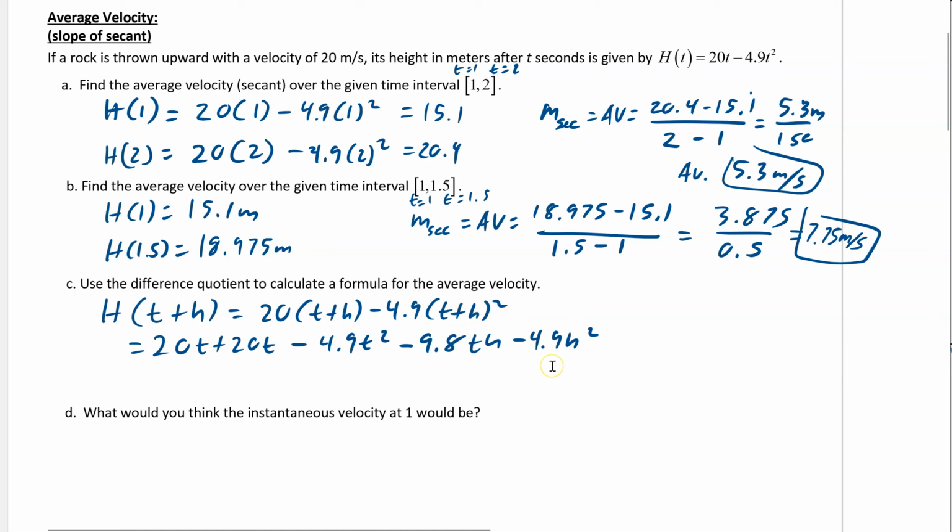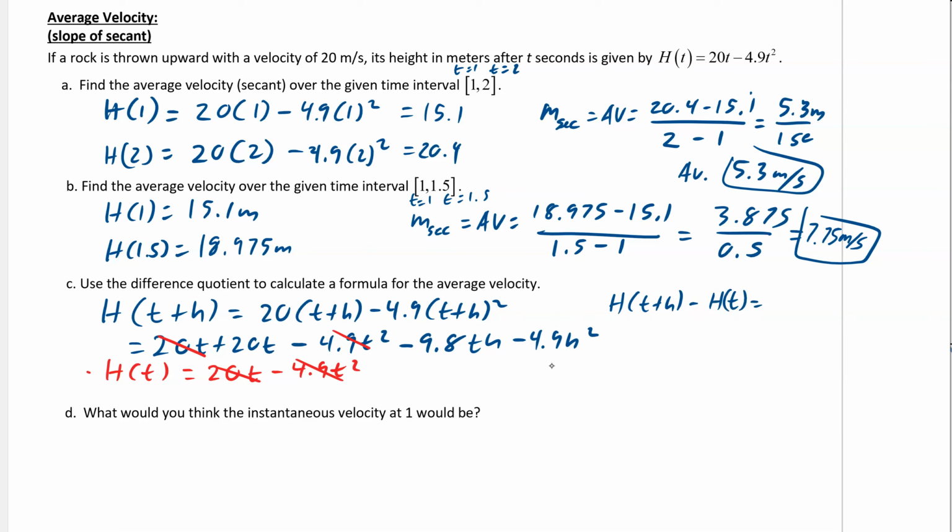So we get this, and all we're going to be doing is subtracting our h of t. So we're going to minus that, right? We write 20t minus 4.9t squared. These will cancel, giving us h of t plus h minus h of t is 20h minus 9.8th minus 4.9h squared, all over h. So that means our average velocity formula would be, that's an h, that's an h. We should only have h's left there, so 20h.